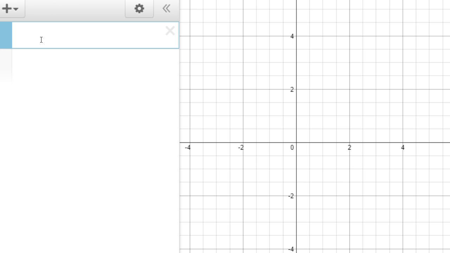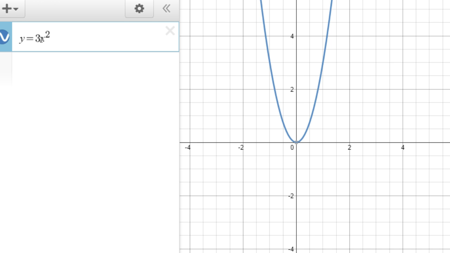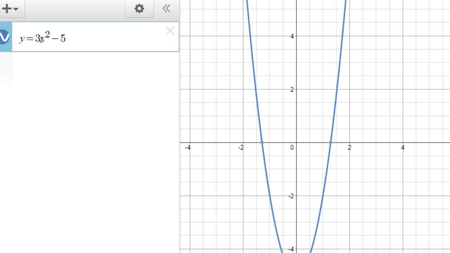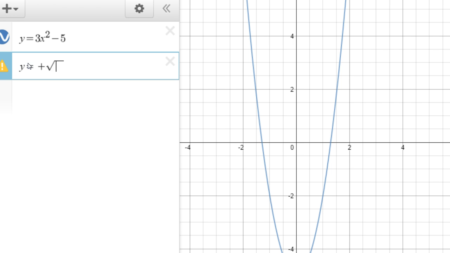Alright, now one of the ways to really check your work is to go ahead and graph it. So it's y equals 3x squared minus 5. Okay, there's our actual graph. Now, y equals the positive square root of x plus 5, and we'll divide by 3. Let's go ahead and get rid of this.